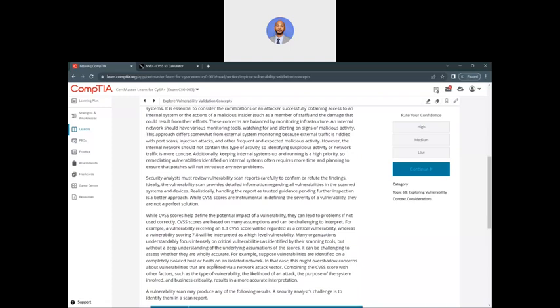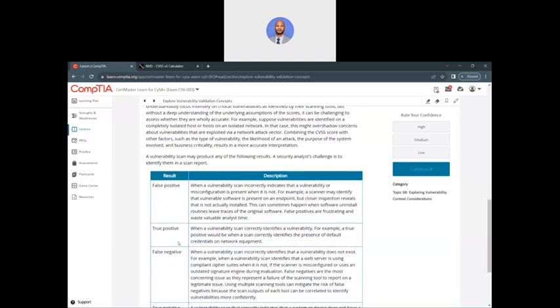Security analysts must review vulnerability scan reports carefully to confirm or refute the findings. Ideally, the vulnerability scan provides detailed information regarding all vulnerabilities in the scanned systems and devices. But if we take that report and just say everything this thing says is true, I know what I'm doing, I don't really make a whole lot of mistakes, I know how to configure it, and we have 3,000 criticals, and we take that up to our boss, and our boss is like, "How do we have 3,000 criticals all of a sudden?" But you never did any investigation. Then essentially you're giving improper reporting information that may lead to bad decisions made at a higher level, just because you didn't do further investigation and validate those specific vulnerabilities.